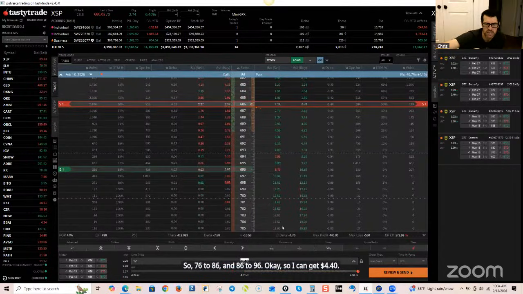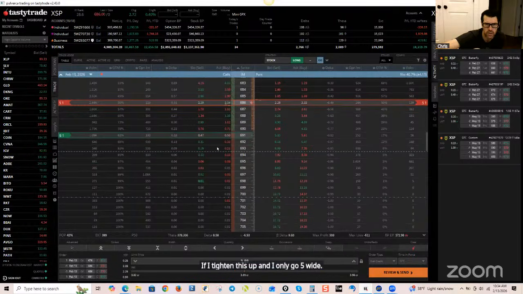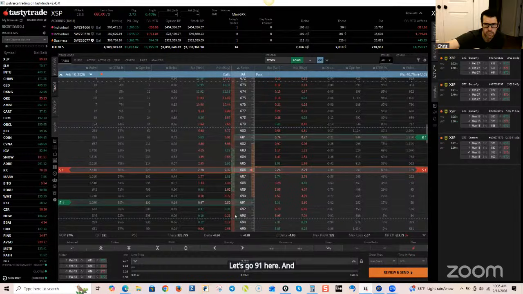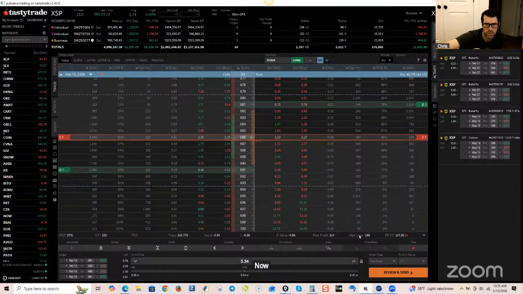Now, if I do this on XSP, what's interesting is look at my reward to risk. If I tighten this up and I only go 5 wide, let's go 91 here and 81 here. Now you can see that I have about a 2 to 1 on this trade.